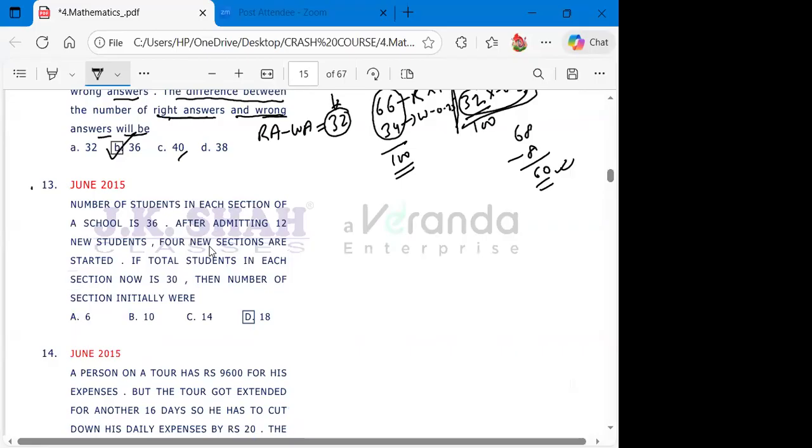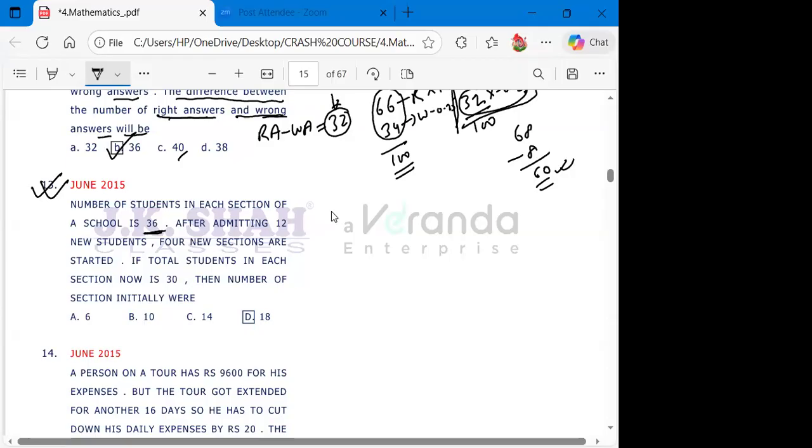Now read 13th. Number of students in each section of a school is 36. Just see, number of students in each section is how much? 36. After admitting 12 new students, 4 new sections are started. If total students in each section now is 30, then the number of sections initially were. First of all, tell me, have you understood the language? What they are saying? Number of students in each section of a school is 36.